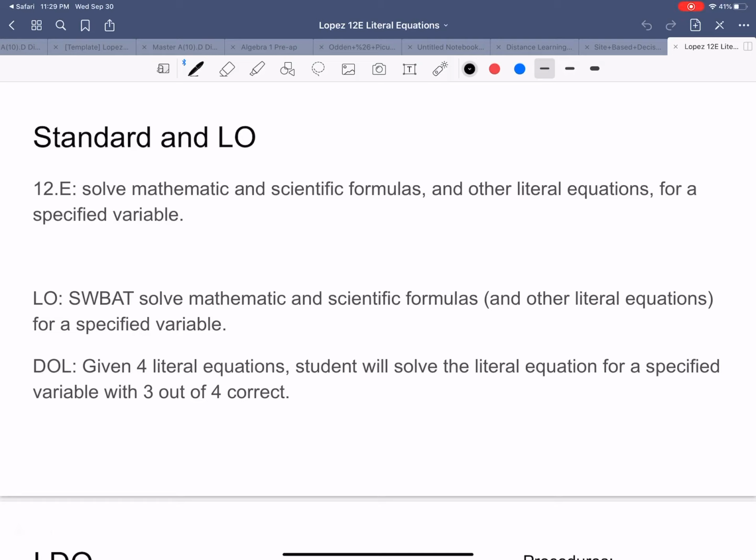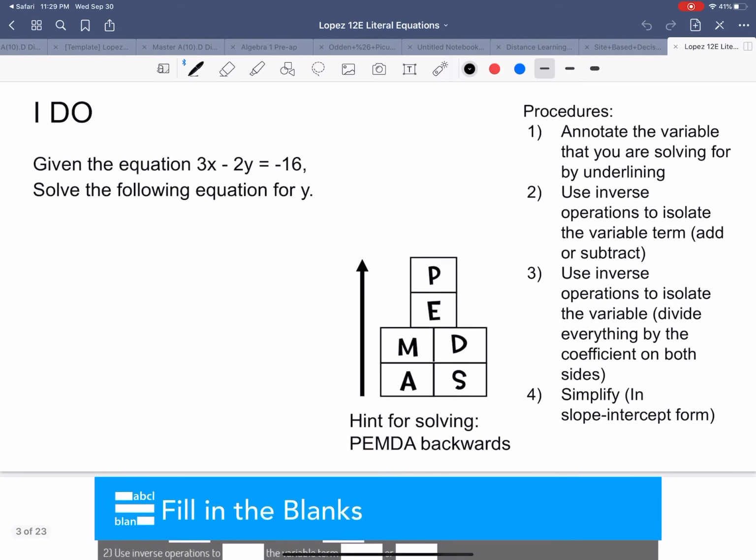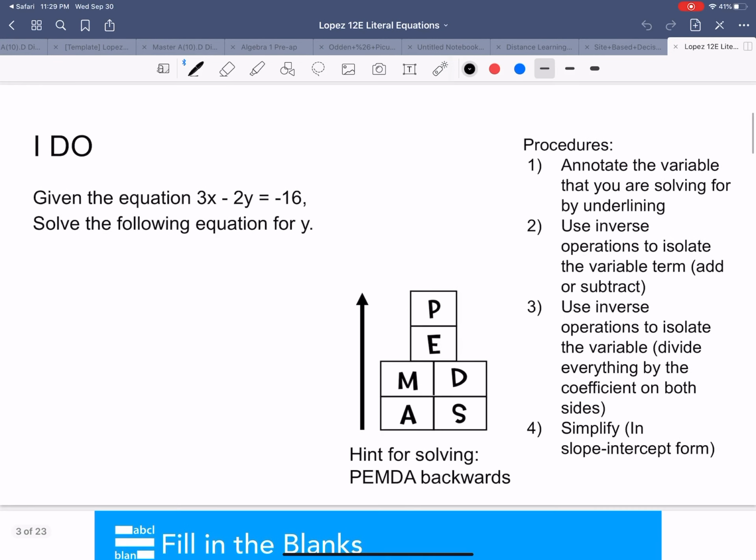You will be able to solve mathematical and scientific formulas and other literal equations for a specific variable. Starting with the first one, this is a very common problem that you will see. Just as a great note, here are your procedures again. As a side note for your future notes, this right here is known as standard form, linear standard form. This is just a heads up, because you're going to see this come back up in a few more weeks. But overall, let's go ahead and start the problem.